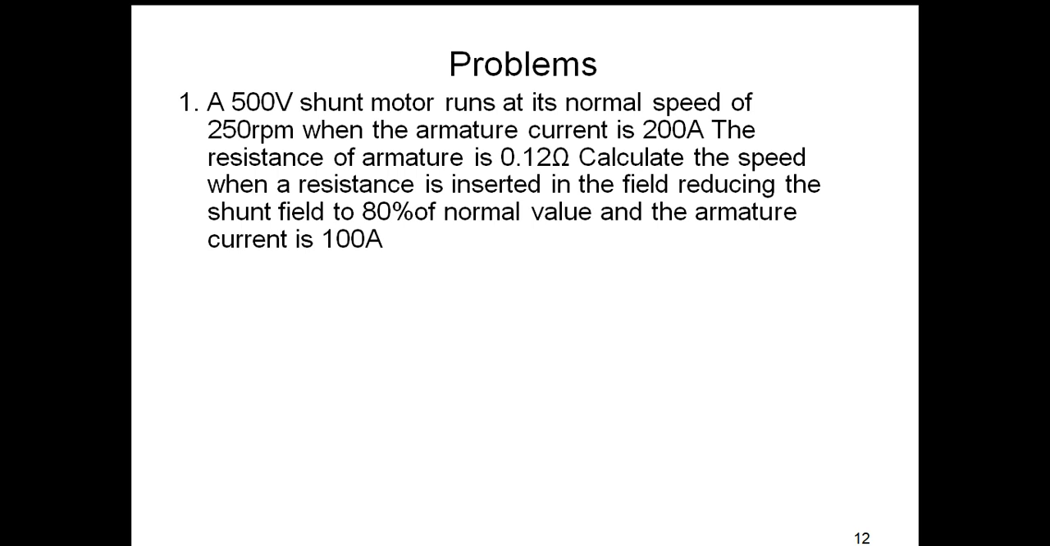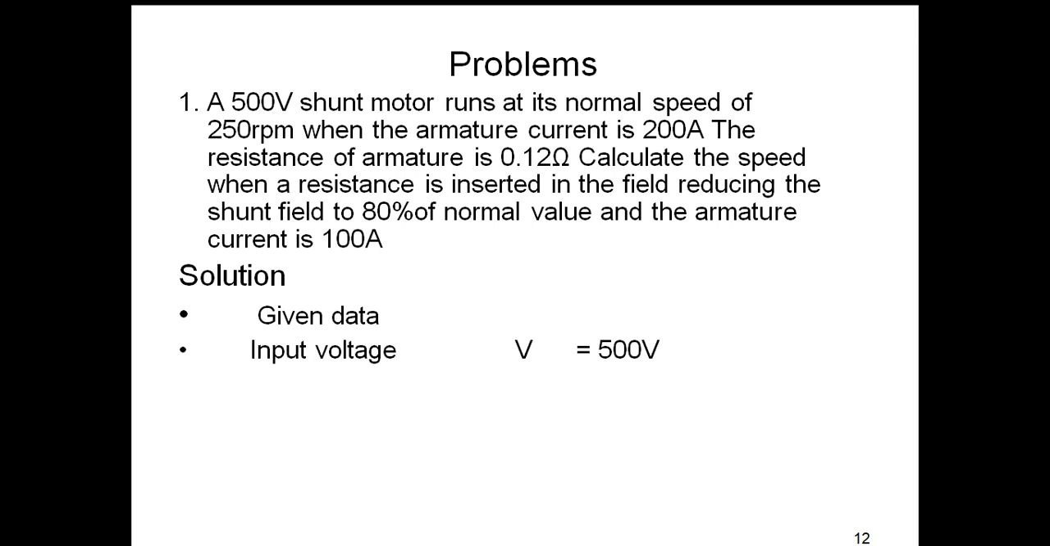Calculate the speed when a resistance is inserted in the field, reducing the shunt field to 80% of normal value, and the armature current is 100 amperes. Now let us see the solution.